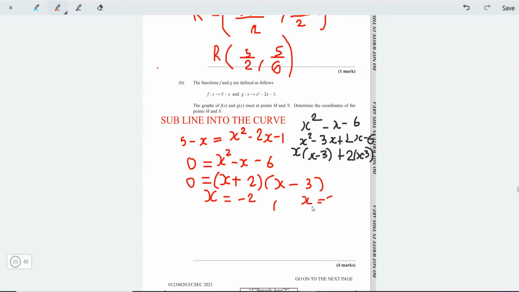Now, when you get your values for x, you don't finish. You need to find your y values. So when you plug 3 in this function, 5 minus 3 is 2. When you plug -2 right here, 5 minus -2 is 7. So that means you can tell them M is the point -2, 7. That's M. And N is the point 3, 2.